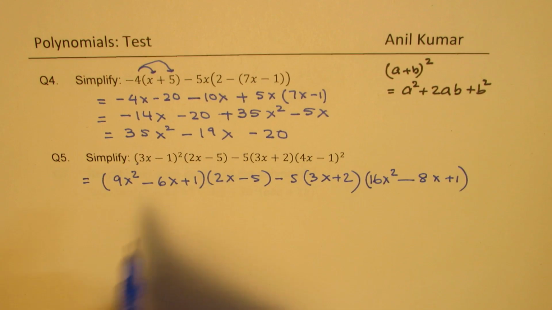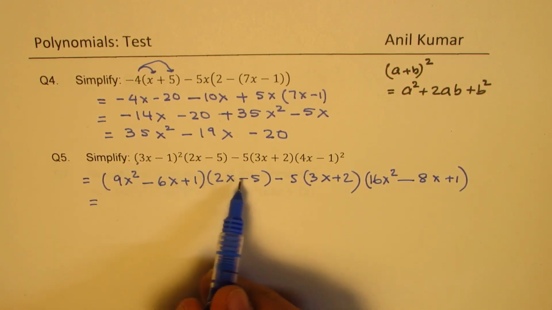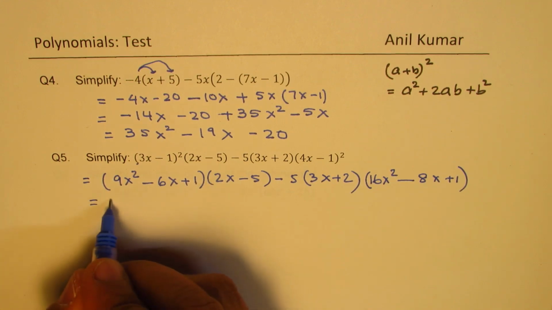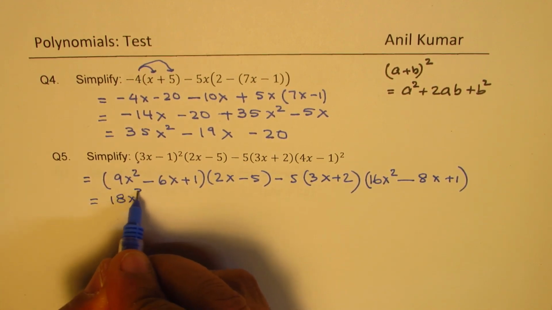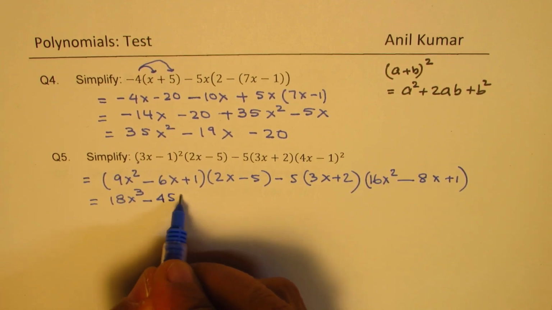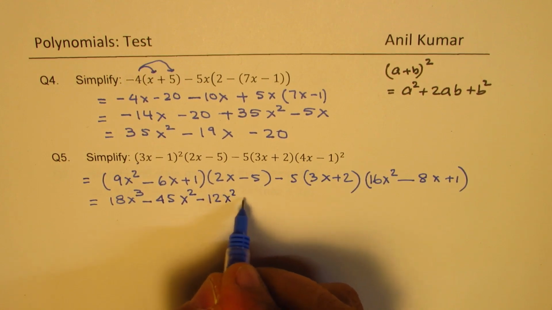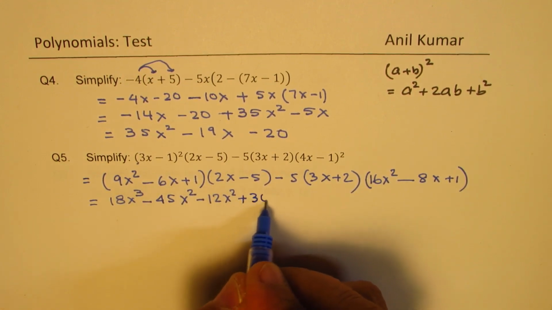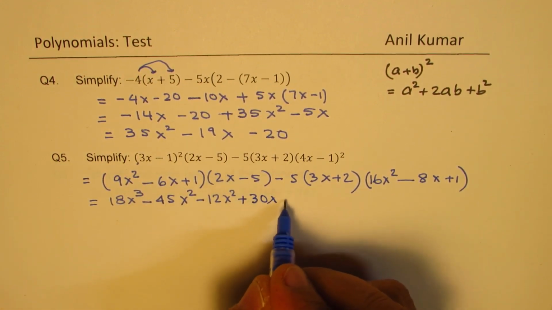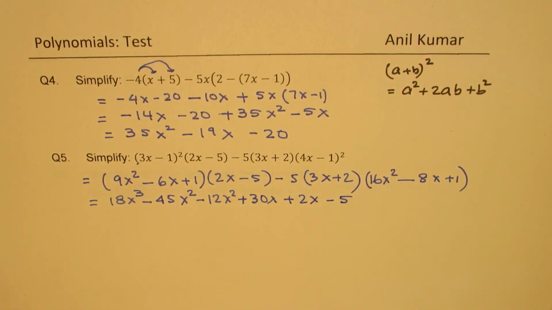Now we can multiply each and every term. So we'll get actually 6 terms here. Multiplying by 9x squared gives us 18x cubed. Second term, minus 45x squared. With minus 6x, we get minus 12x squared plus 30x. And with 1, we get plus 2x minus 5.